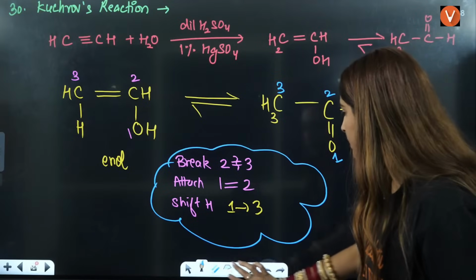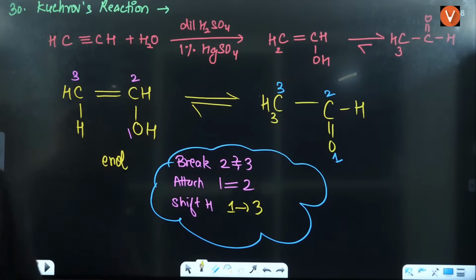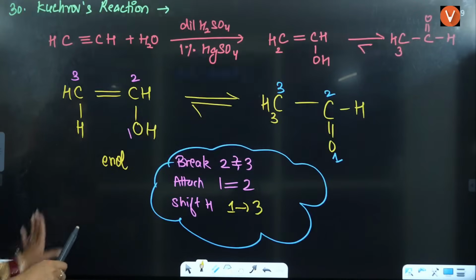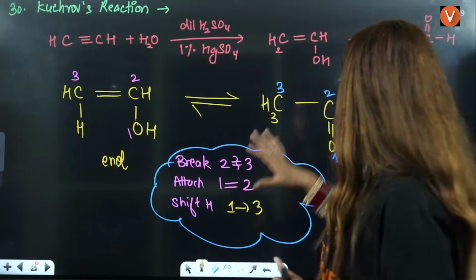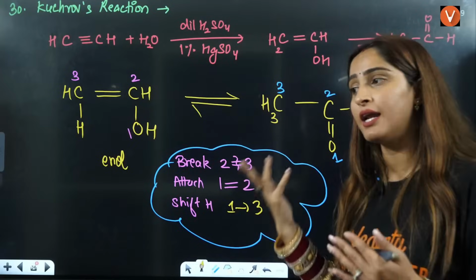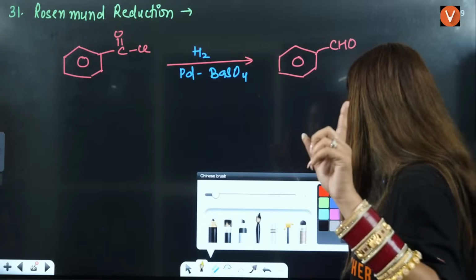Those who are not able to understand tautomerism, I think now it will be clear to you. Is that tautomerism clear to everybody or not, students? So that is basically hydration of alkynes, where in the end automatically we have the preparation of aldehydes or ketones. If that is clear to you, then let me know in the comment section.